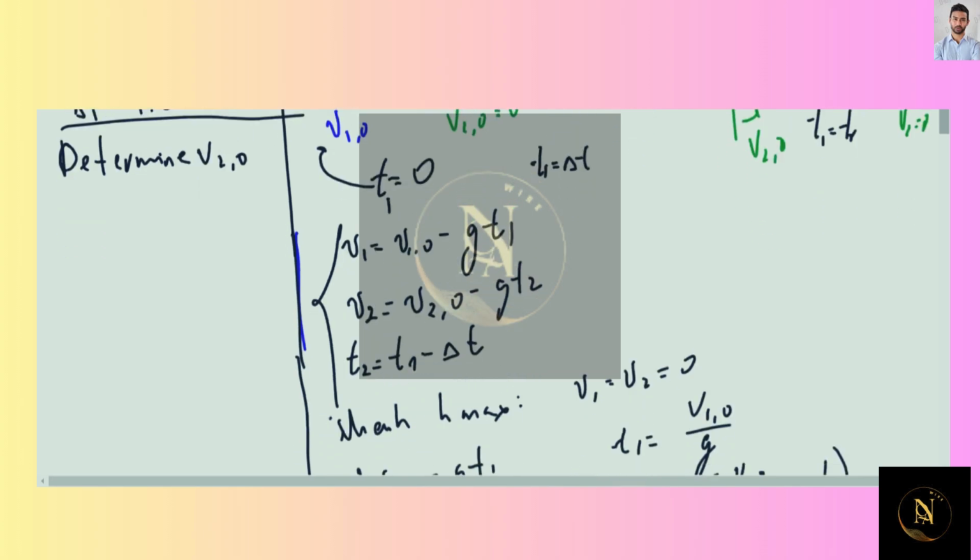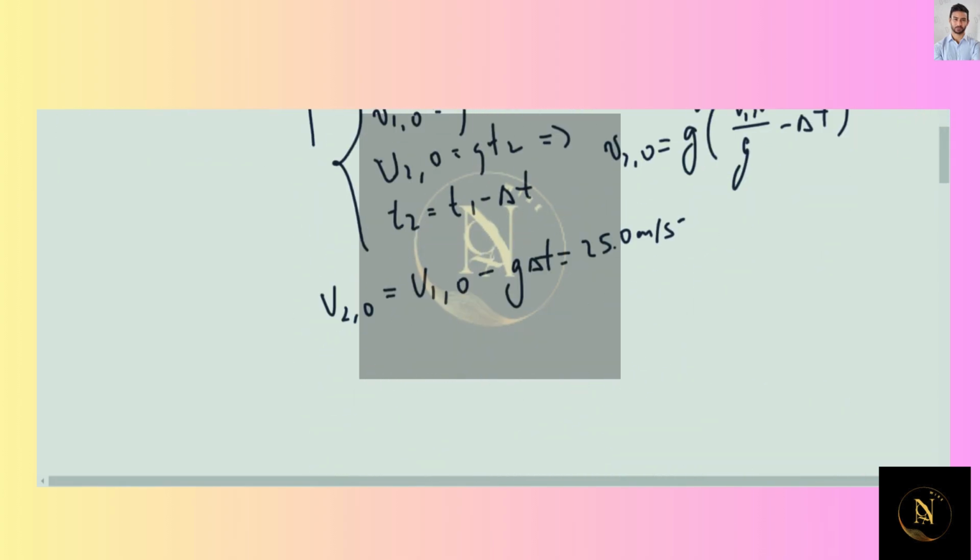So let's complete this calculation. It's going to be 25.0 meters per second minus 1.20 seconds multiplied by 9.81 meters per second squared. Now I'm going to use a calculator to have it done. So it equals 13.2 meters per second. Here is the solution of this problem.